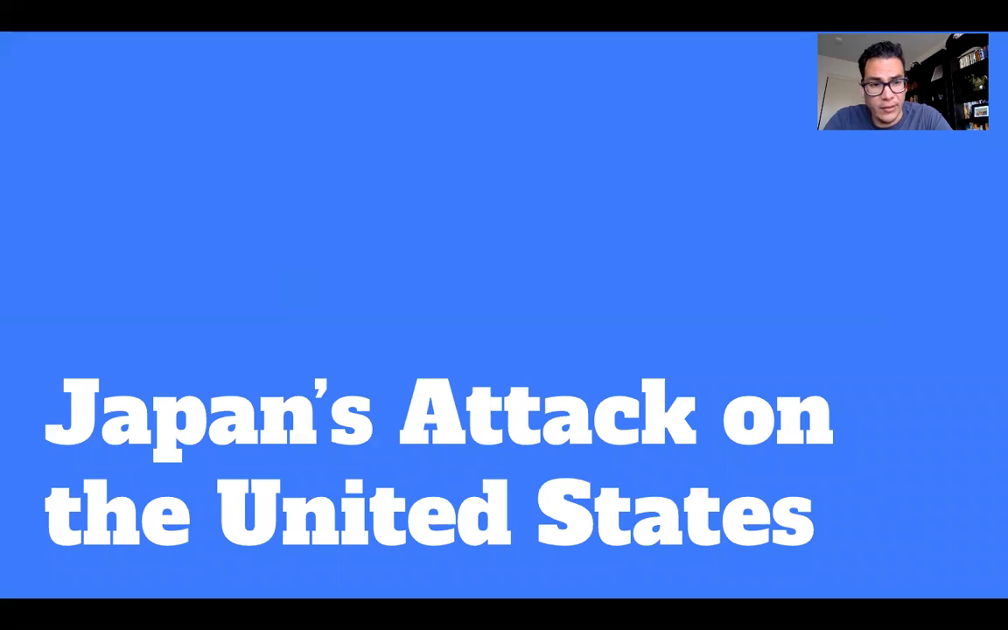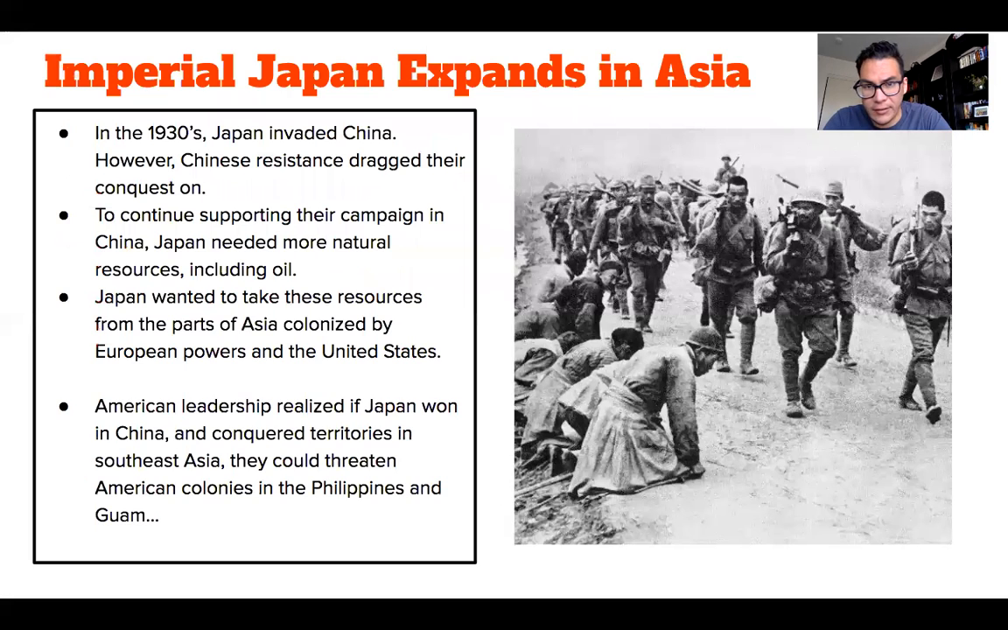So let's take a look at the first of these two objectives for today, Japan's attack on the United States. A little bit of background, a little bit of review. You may remember from previous weeks that in the 1930s, Japan invaded China. However, this is important, China is a huge country. And even though Japan is able to invade parts of China, most of China remains outside of Japan's control. So the Chinese resistance is going to keep dragging on and on. It is taking much longer than the Japanese thought.